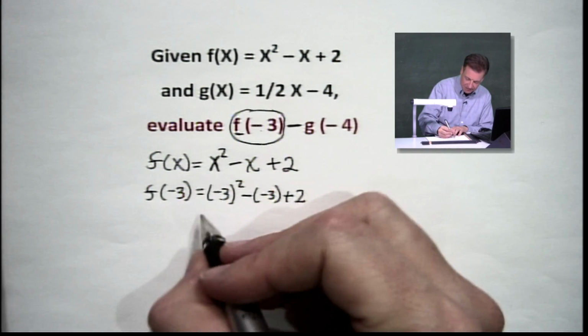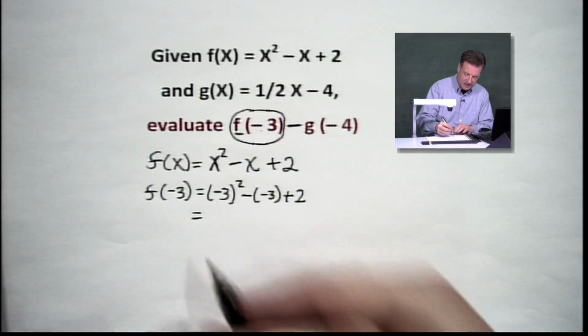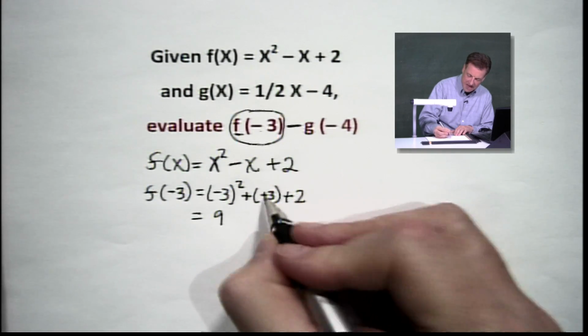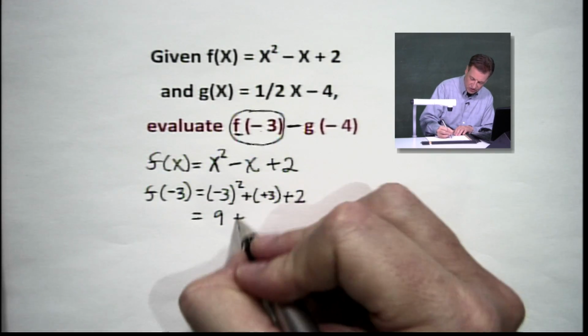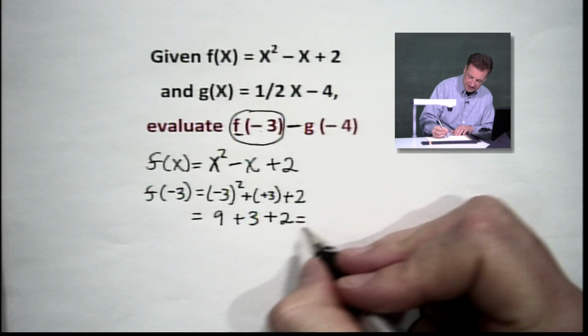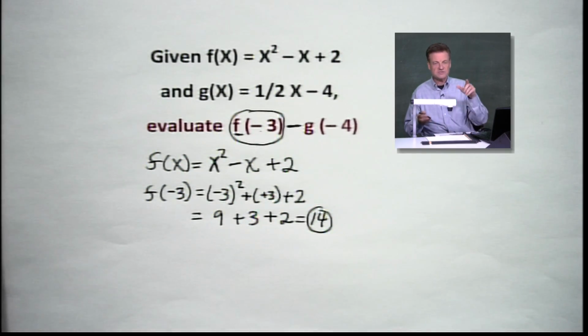Watch your signs again. This time should go a lot quicker. We got negative 3 times negative 3, which is going to be 9. Add the opposite, which is going to give us adding a positive 3. So it's going to be plus 3. And then you know what? We've got 2, equaling 14. 12 plus 2 gives us 14.